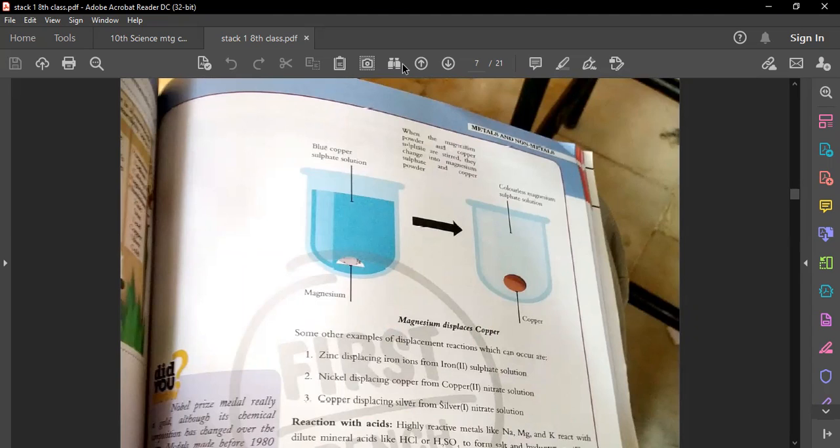Whenever anybody asks you questions from metals and non-metals, you should be ready to answer all the questions from this chapter. Are you ready? Yes, sir. Whatever the question is, you should be able to answer. That is the only motive.